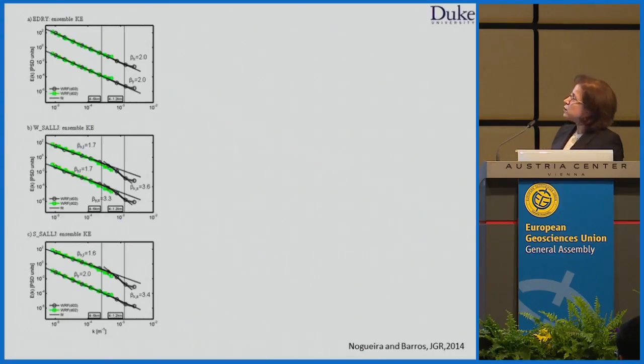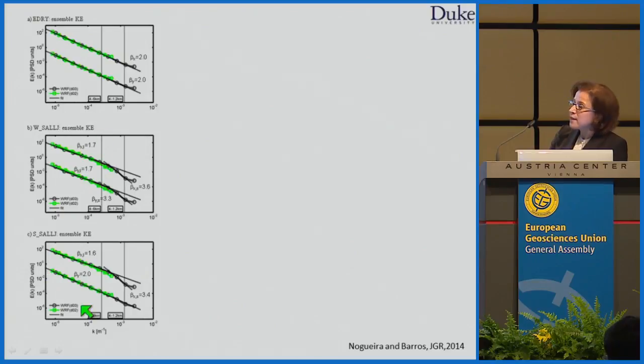So the first thing we did was to look at the ensemble kinetic energy behavior, the scaling behavior, for our three cases. So the very dry stable case on top, and then the weak low-level jet case, and the strong low-level jet case. And so what you see here is that in the case of E-dry, this is a scaling in the X direction, so longitudinal, and this is in the Y direction, which is latitudinal, and you see that basically they scale the same way, and we have a beta of 2.